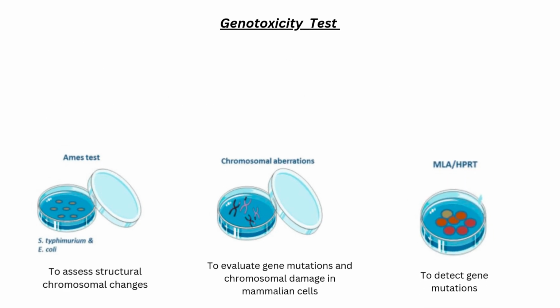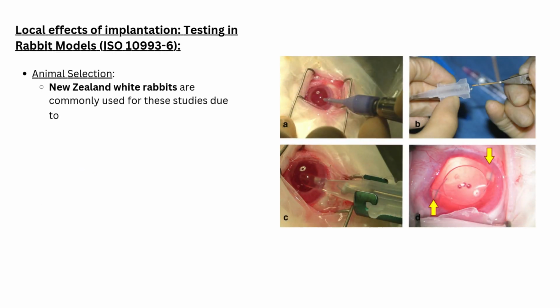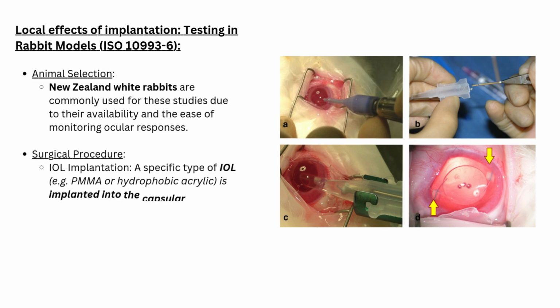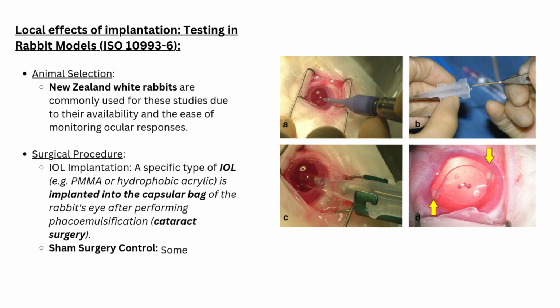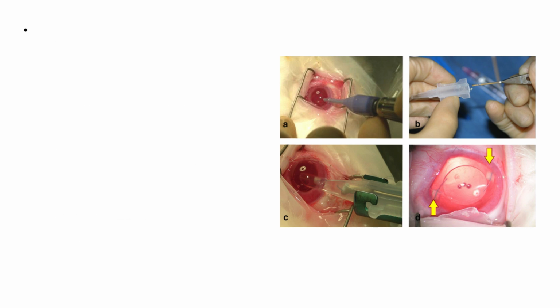Local effects of implantation can be tested using rabbit models. In one study, healthy New Zealand white rabbits were used. PMMA was implanted into the capsular bag of the rabbit's eye after performing a cataract surgery. Some eyes were also subjected to sham surgery without implantation to serve as a control group.